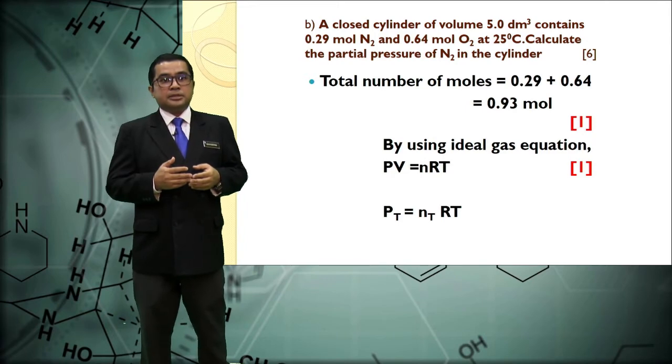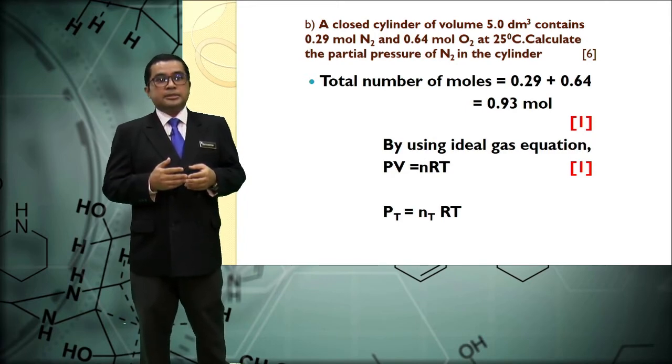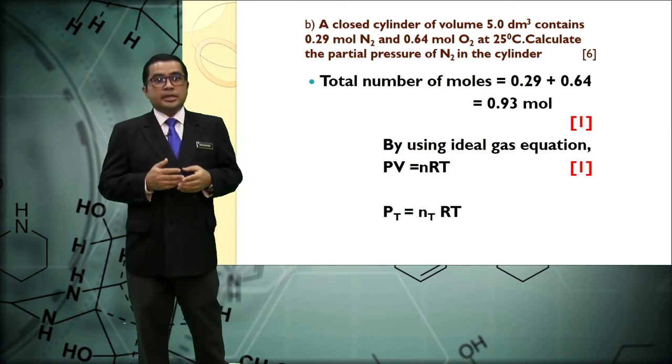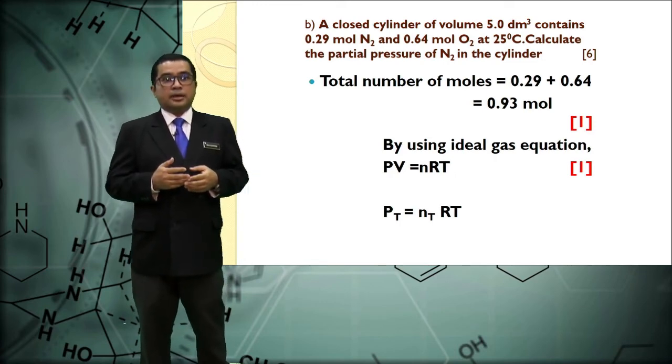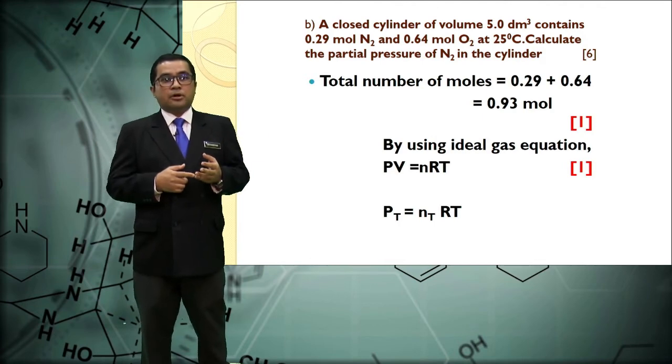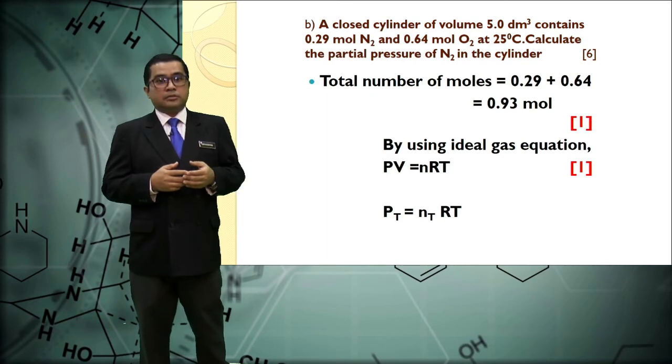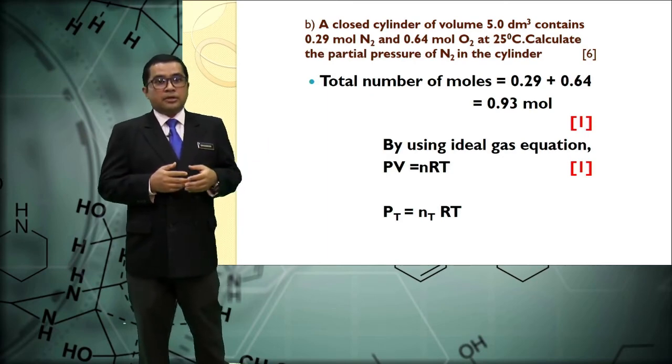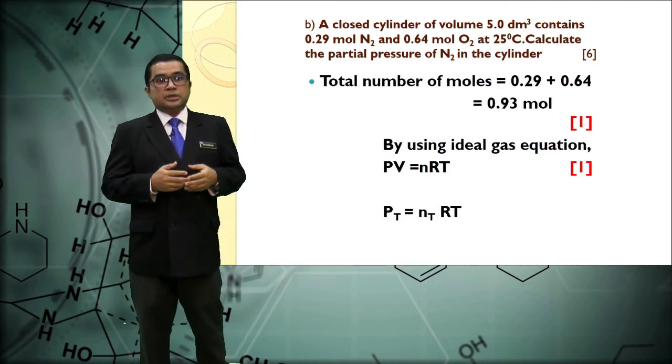Okay, so the next step is to use the ideal gas equation, which is PV equals nRT. What is the ideal gas equation? The ideal gas equation includes the pressure, volume, number of moles, gas constant, and temperature involved in the ideal gas. From the ideal gas equation, you derive another equation, which is P total.